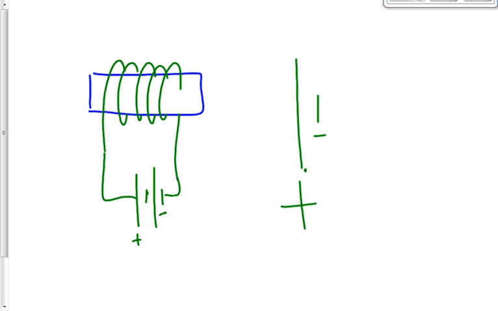So that means the electrons are leaving the negative end of the battery going this way. It's going to go counterclockwise there. It means it goes up in the back, down in the front, up in the back, down in the front, and so on.